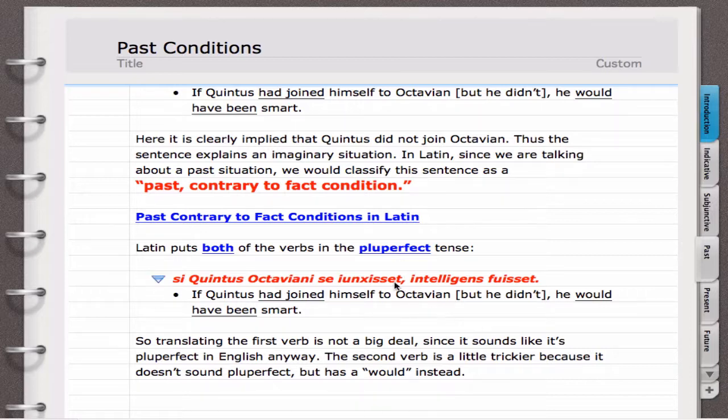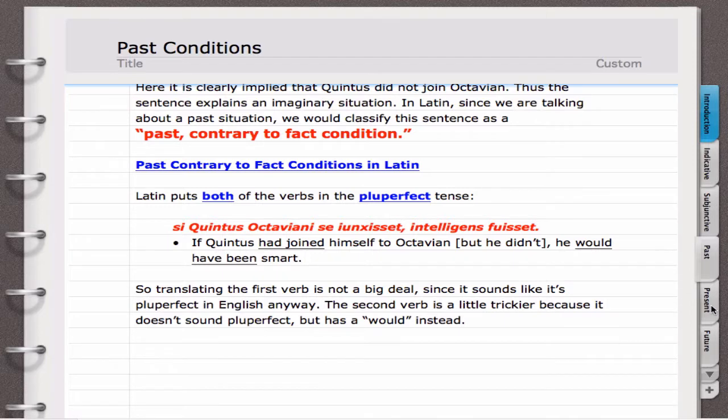So here's the Latin, and we read it. If Quintus had joined himself to Octavian, he would have been smart. If he had joined, iunxisset, he would have been, fuisset. Translating the first verb is not a big deal, since it sounds like it's pluperfect anyway. The second one's a little bit trickier in conditional clauses because here and in other tenses we're going to put a would in. That's the thing to remember there.